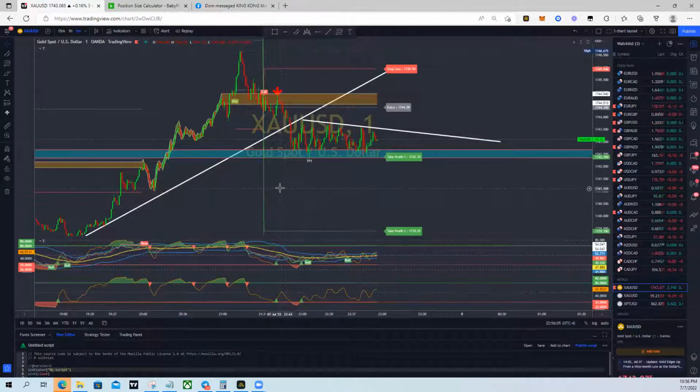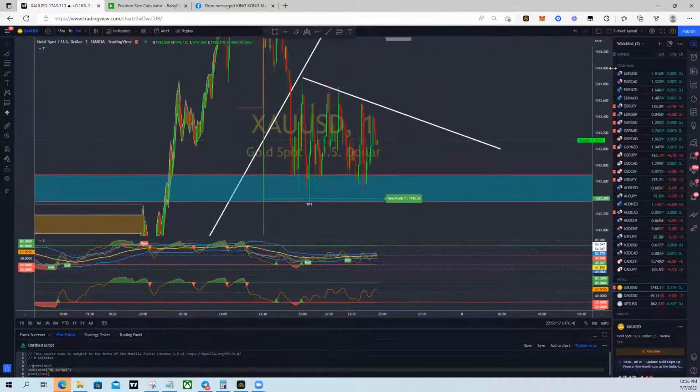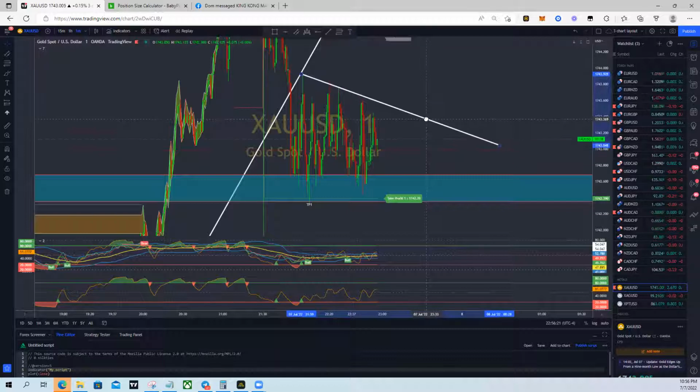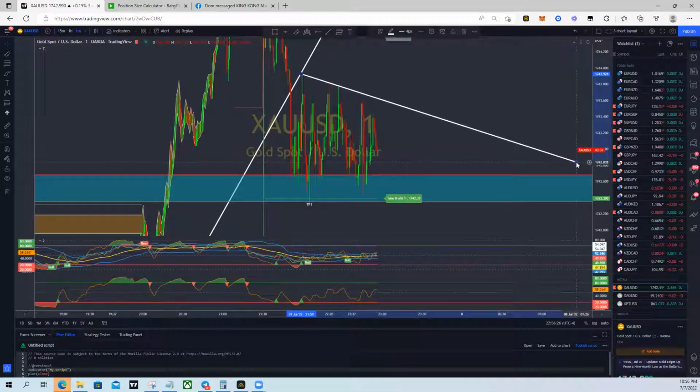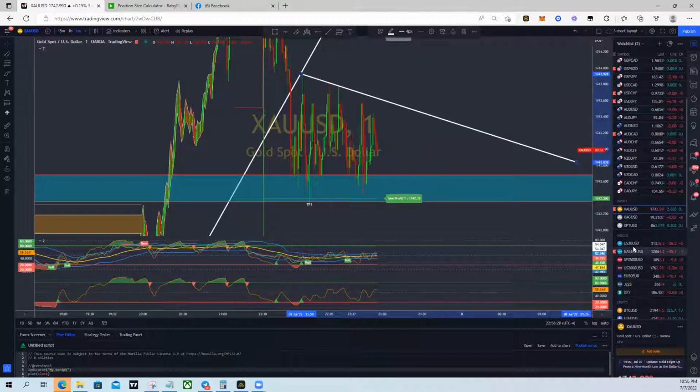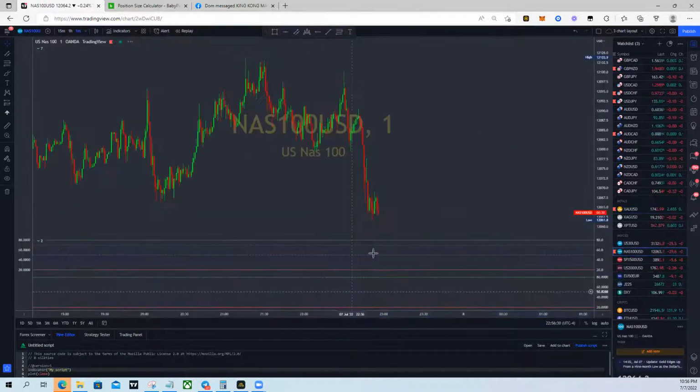Caught the first sell from here. Then you got the retest. No, I caught it right underneath, yeah, right there. Okay, that's the first sell. I'm still around that NAS. It's still going down. Well, I'm at 15 pips. Nice.